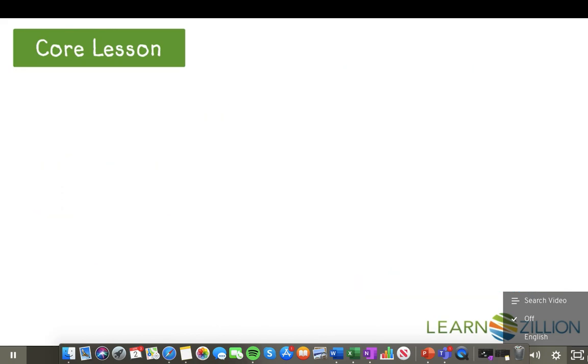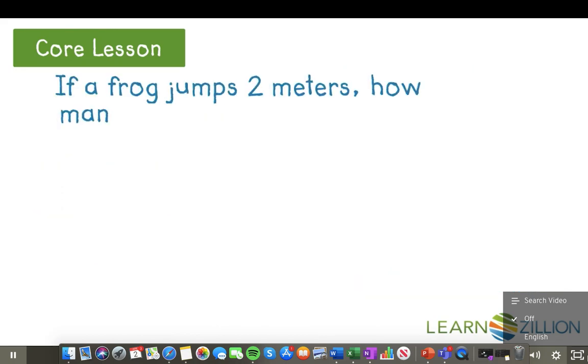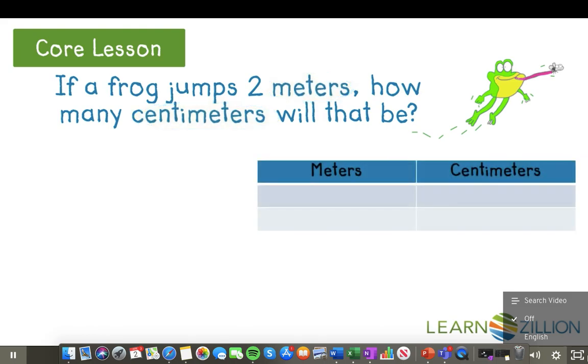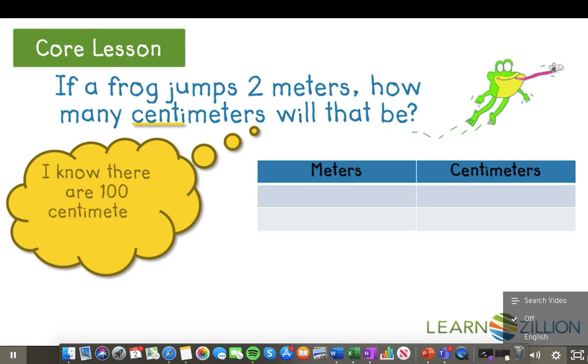Let's use this information to solve a problem. If a frog jumps 2 meters, how many centimeters would that be? We need to first identify which units we will be using. The problem tells us that we will be converting meters to centimeters. Next, we set up our conversion chart using meters and centimeters. The prefix centi tells us that we will be using the number 100. We know there are 100 centimeters in a meter, so on our conversion chart, we write 1 meter equals 100 centimeters. The problem tells us that we keep converting until we get to 2 meters.